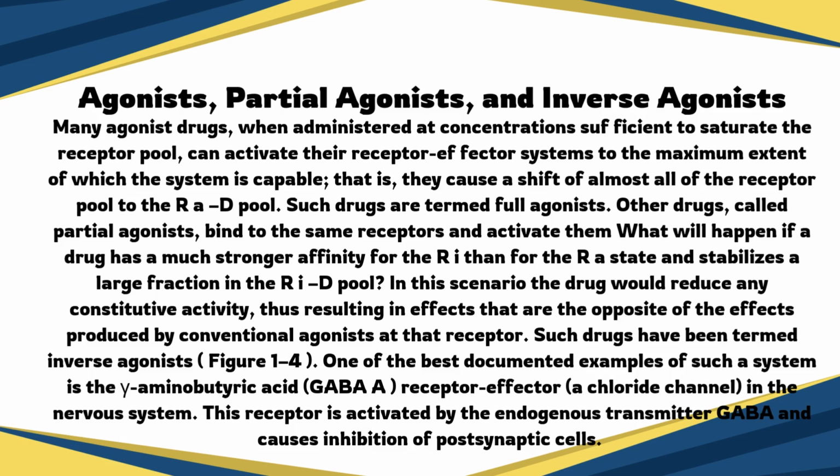What will happen if a drug has much stronger affinity for the Ra than for the RA state, stabilizing a large fraction of the RAD pool? In this scenario, the drug would reduce any constitutive activity, thus resulting in effects that are opposite to the effects produced by conventional agonists at their receptor. Such drugs have been termed inverse agonists.